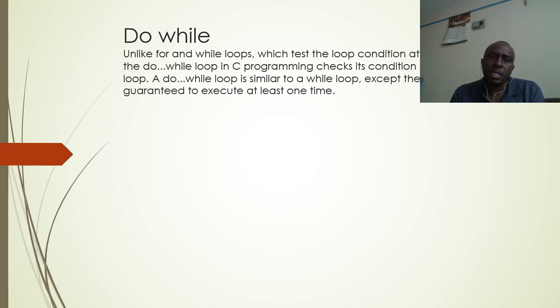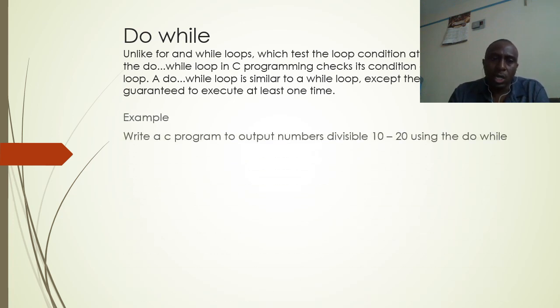Unlike for and while loops, which test the loop condition at the top of the loop, the do while loop in C programming checks its condition at the bottom of the loop. A do while loop is similar to a while loop, except that it is guaranteed to execute at least one time. Let us check an example. Write a C program to output numbers divisible by 3, I think, from 10 to 20 using do while. Let's check.